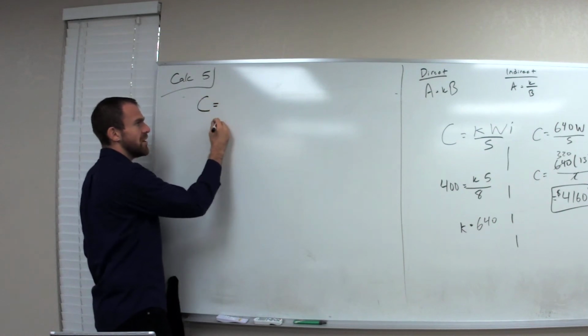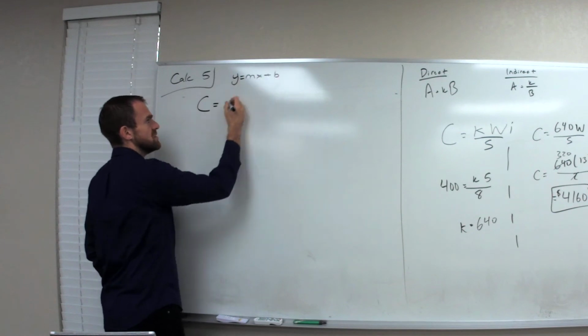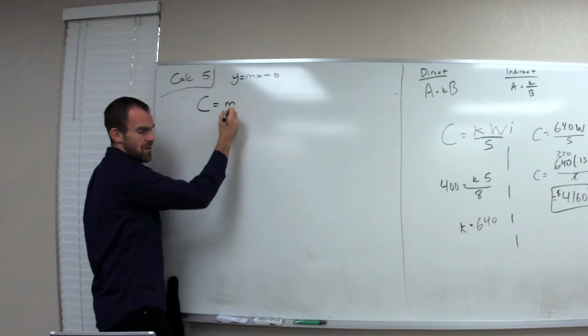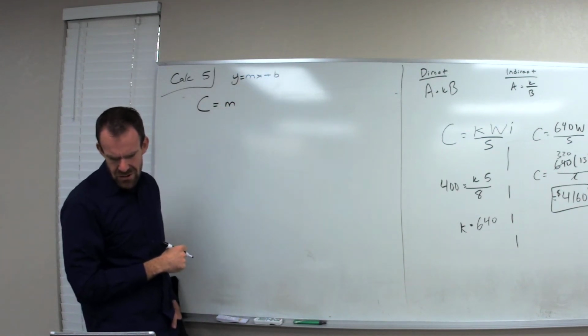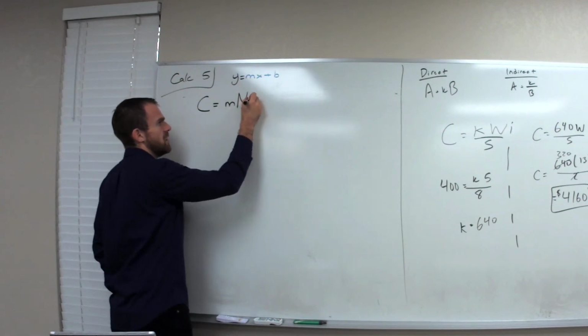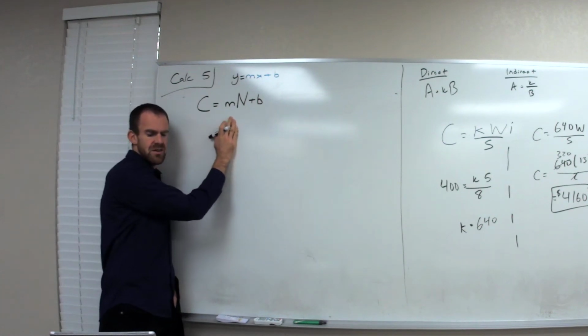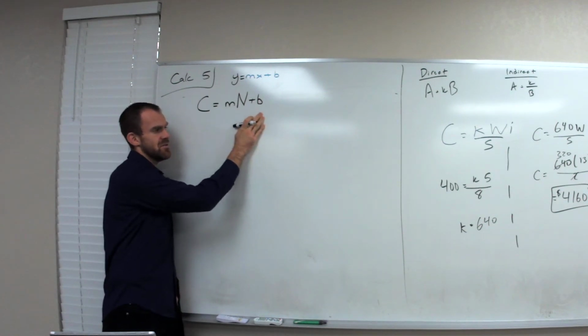So linear variation should look like the equation of a line, which is mx plus b. So cost equals m times, what is it varying linearly with? Varies linearly with the number of workers. So mn plus b. Cost varied linearly with the number of workers. This should look like the equation of a line.